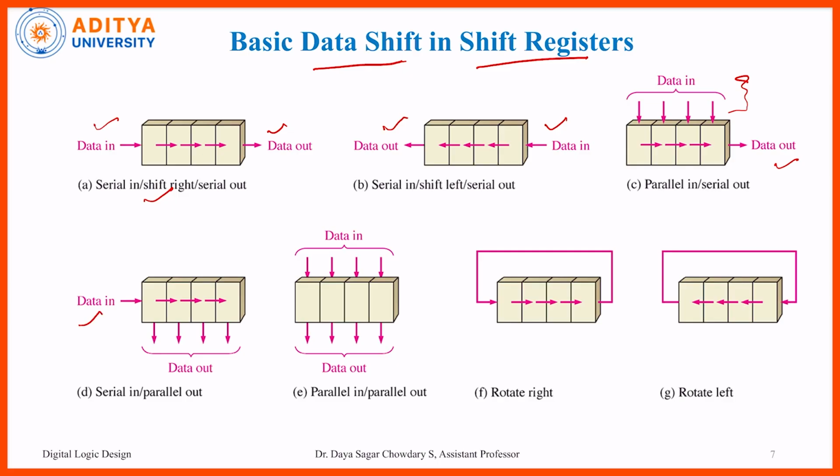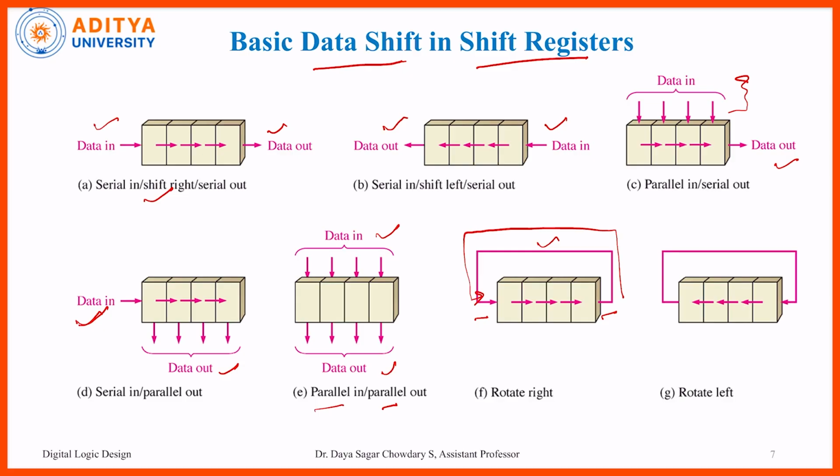Here the data input is serial, but the output taken is a parallel connection. Now here the data input is parallel, and at the same time the data output is also parallel. So we already discussed this one, and we call this one rotate right. That means from left to right the output is shifting. Again the final stage on the right side, that output is given to the input of the first stage.